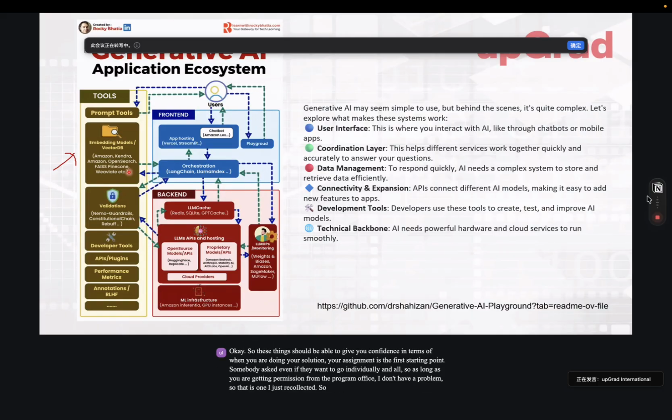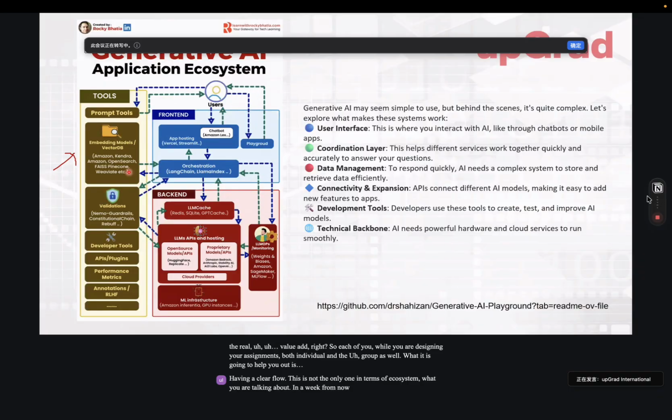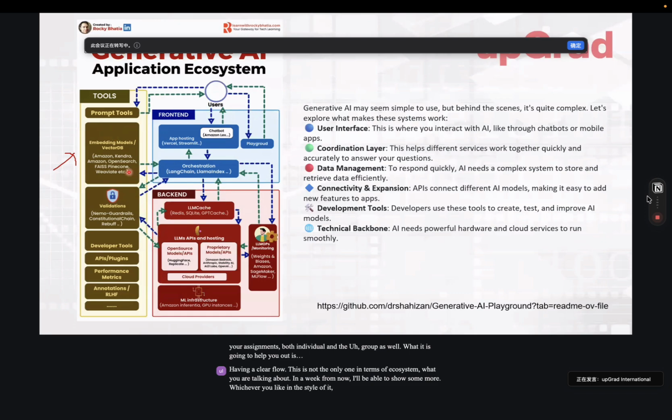The second thing is where the real value add is. While you are designing your assignments, both the individual and the group, what it is going to help you with is having a clear flow. This is not the only one in terms of the ecosystem you are talking about. In a week from now, I'll be able to show some more. Whichever style you like, you can follow and then continue.